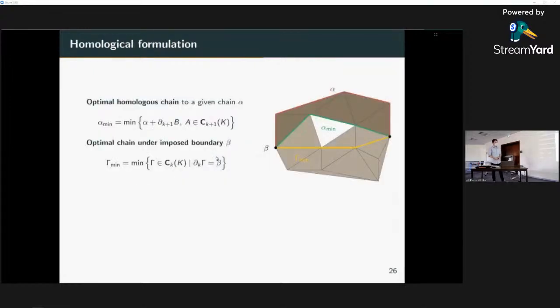Now let's see the different problems we are interested in terms of simplicial homology. The first one is finding the optimal chain homologous to a given chain alpha. So if we have this chain alpha here, we're going to be looking for the chain alpha min, which is homologous, which means the difference between the two chains is a boundary, shown here highlighted in dark. The second problem is finding the optimal chain that is bounded by a given boundary beta. So in 2D, if we give two points here, beta, we'll be looking for the one-chain gamma min that is bounded by those two points. This is exactly the same problem as what we saw in the intuition, however formulated in a simplicial mode.